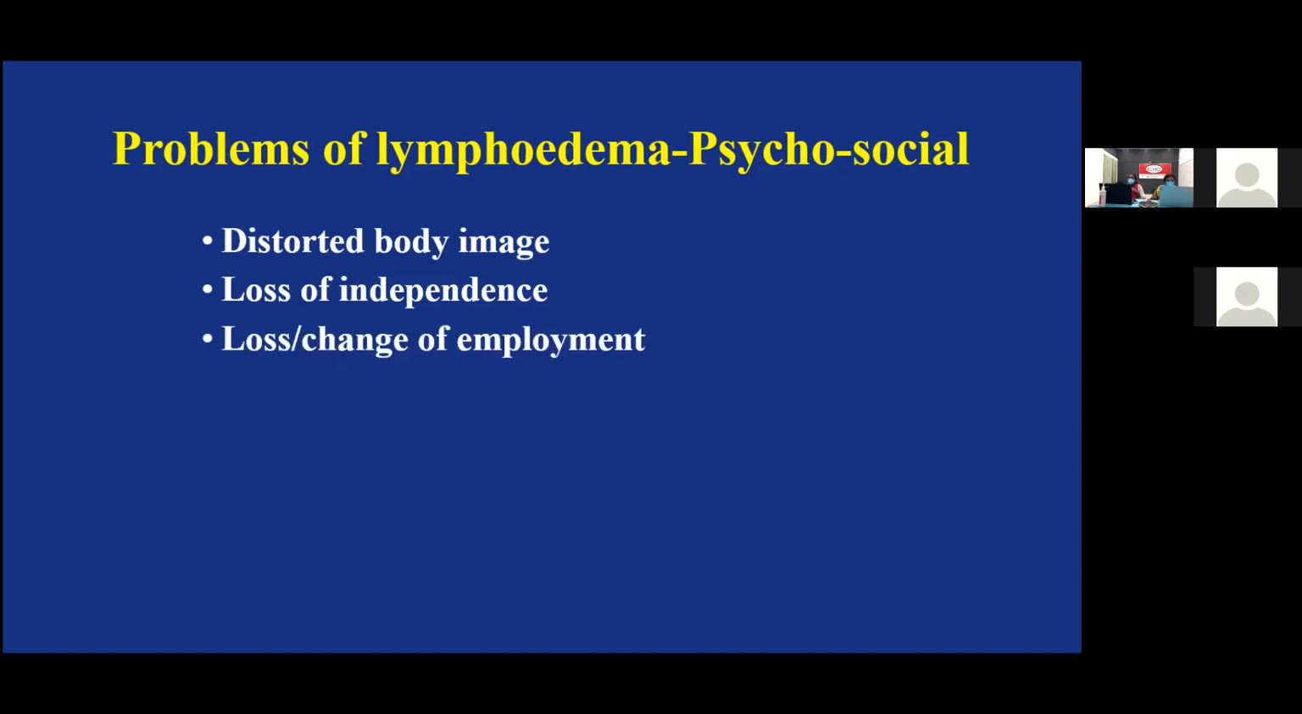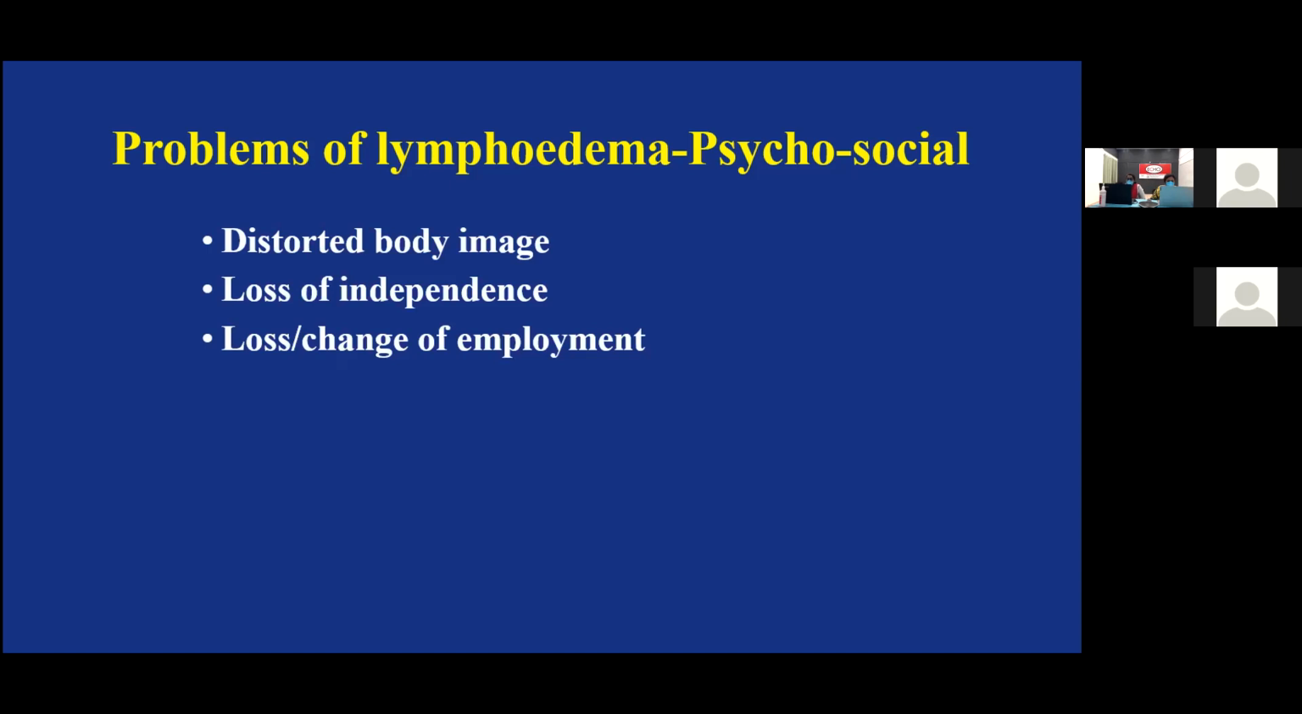You can imagine, one limb is normal and the other limb is huge. Nobody is willing to show their affected limb in public. So this is one major problem. The second thing is loss of independence, which I already said, and it also affects the person psychologically. Then there is loss or change of employment. They are not able to continue their jobs after the disease condition.